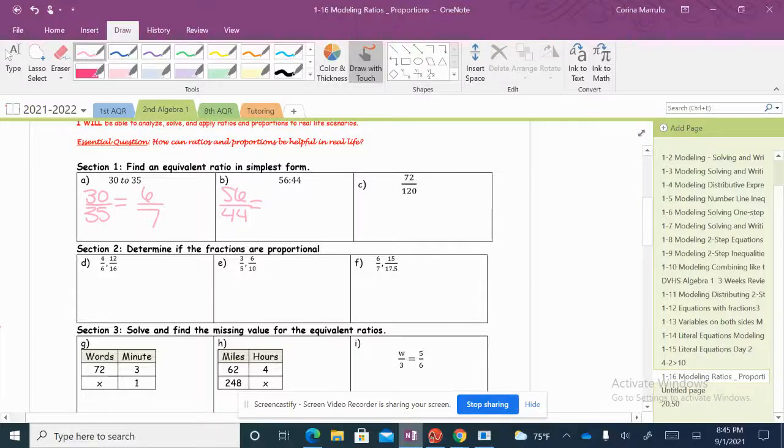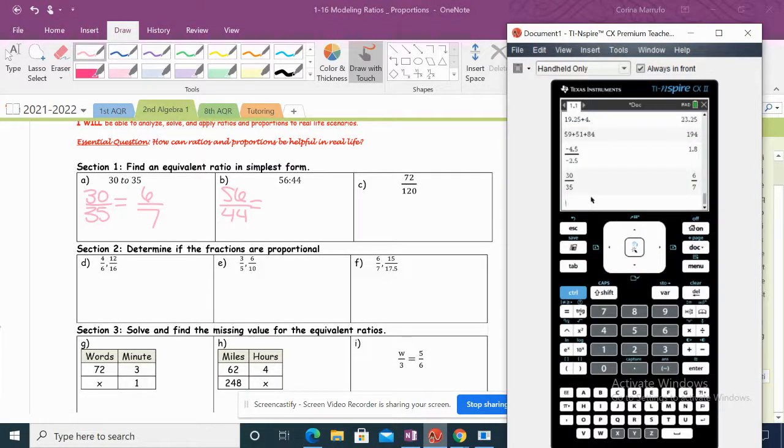Okay. So then 56 over 44, we're going to go ahead and put that in our calculator. 56 over 44, enter, and that gives us 14 over 11. And then the last one, this is the last way to show proportion, 72 over 120. So here we're just going to do 72 over 120, and that gives us 3 over 5.